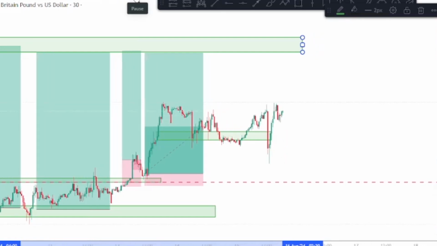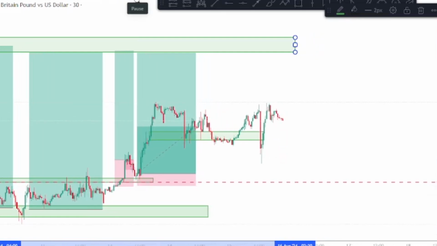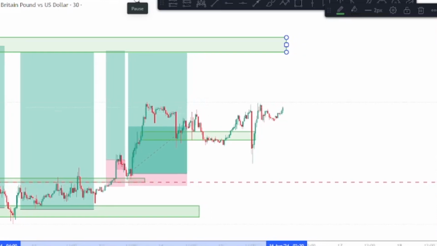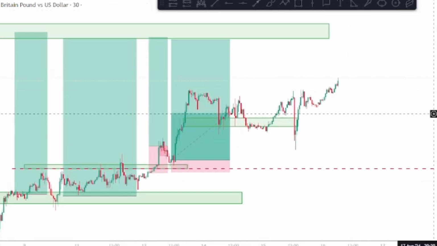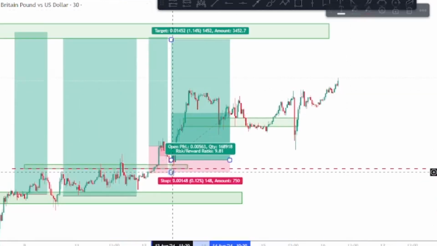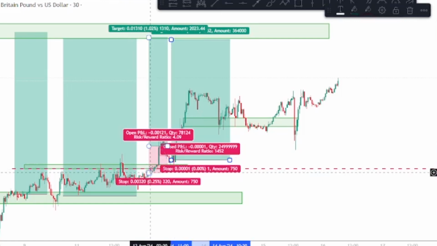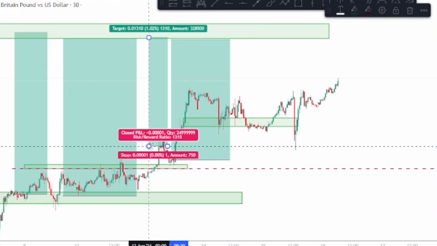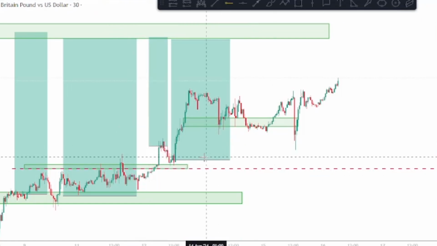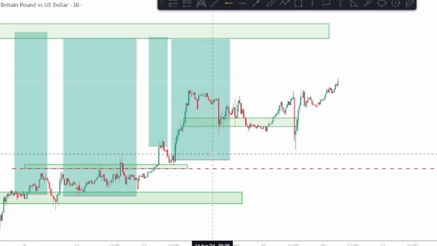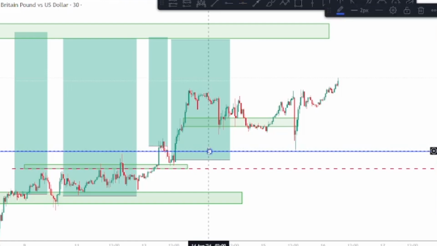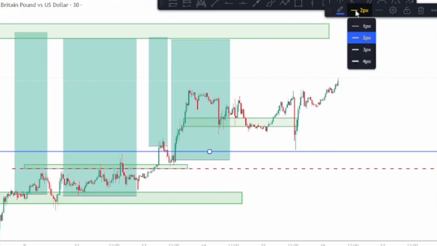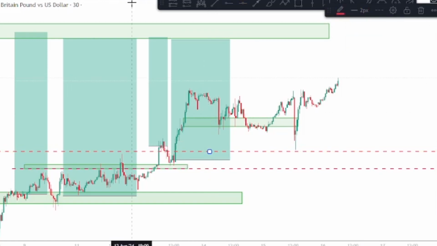Okay, continue upside. Now let's see what the market is going to give us. Be patient and see what is going to happen. Now I can also shift my stop loss to break even. Now the break even of all of these trades will be below the previous low. Previous low is going to be this one. Break even from here. Okay, I'm going to color it red. Red is a break even.